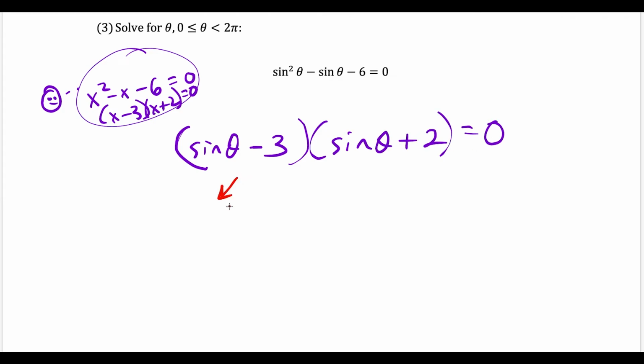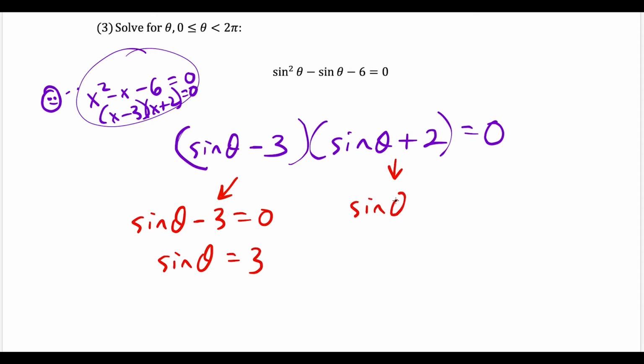From this step, we're going to set each factor equal to 0. So we have the first factor equal to 0, and this gives us sine theta equals 3. I'm not going to talk about this just yet. I'm going to do the same thing for the other factor: sine theta plus 2 equals 0, which would give us sine theta equals negative 2.